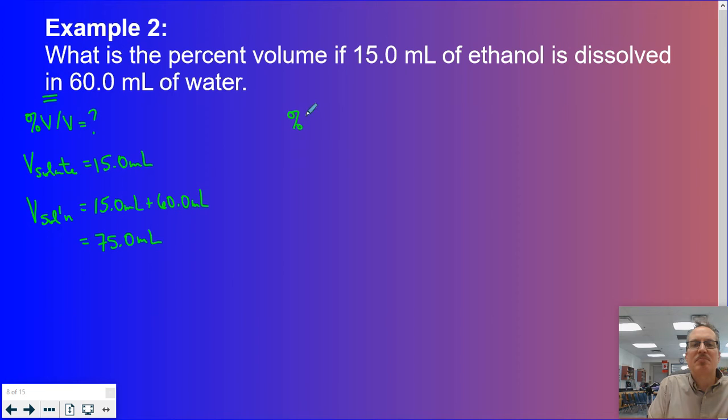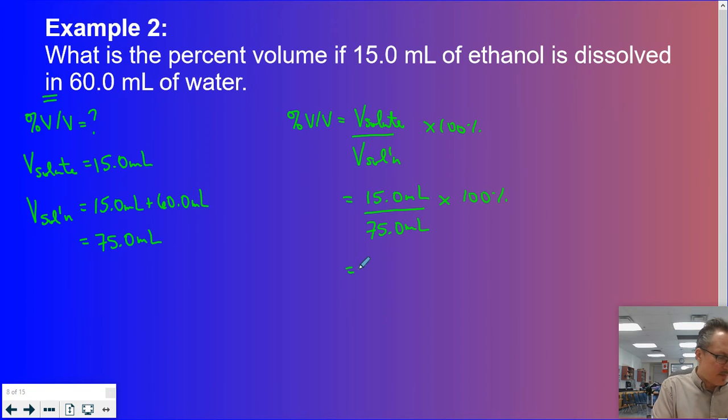So percent by volume equals V solute over V solution times 100%. So my V solute is 15 milliliters. My solution, you've already figured out, is 75 milliliters. And then we have to remember to multiply by 100. Again, my units cancel nicely. So 15 divided by 75, enter, times 100.